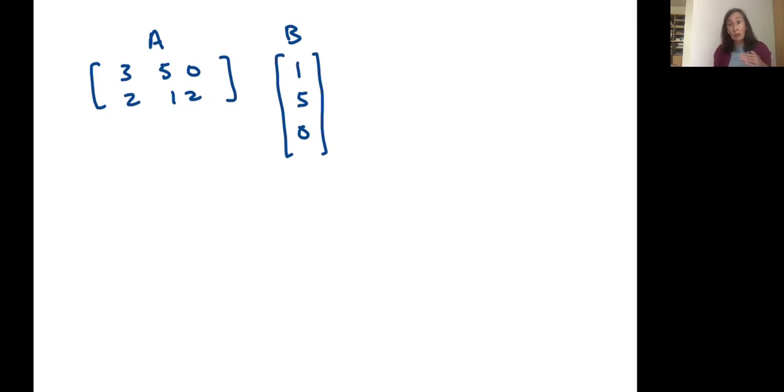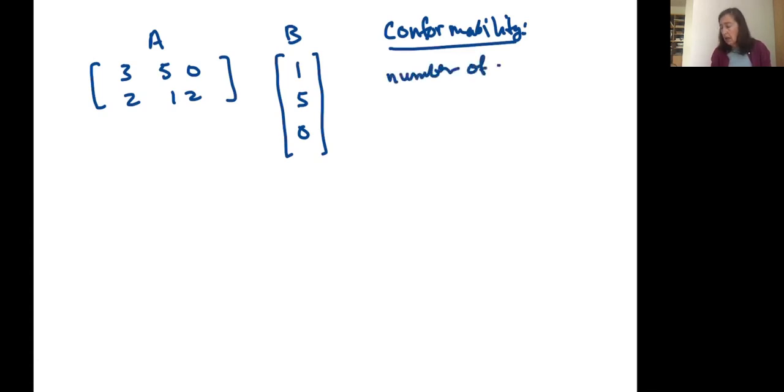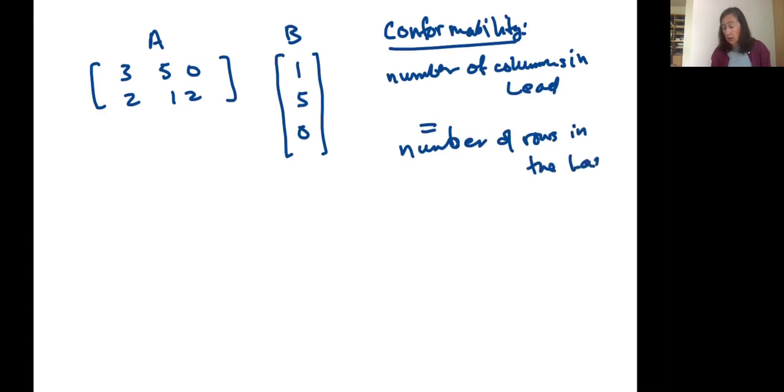What we need is for the number of rows, I'm getting ahead of my writing here, conformability. Let me say it in the other order, which seems a little more reasonable to me. The number of columns in the lead matrix must equal the number of rows in the lag matrix.